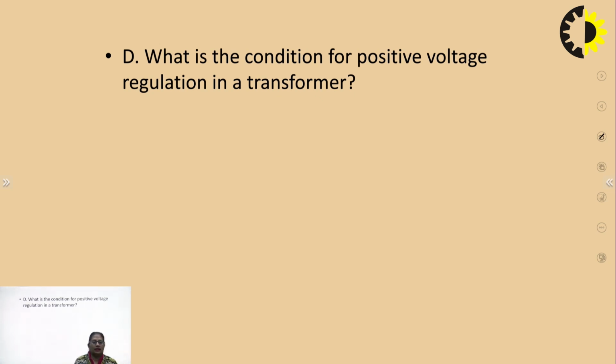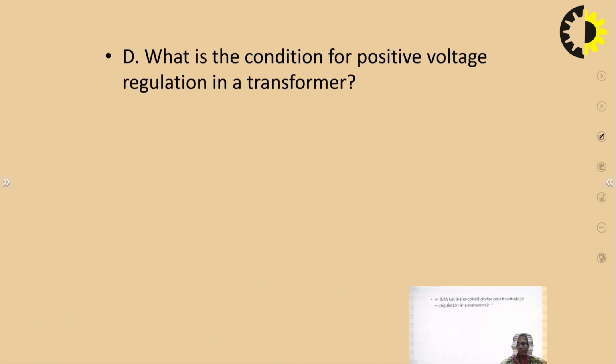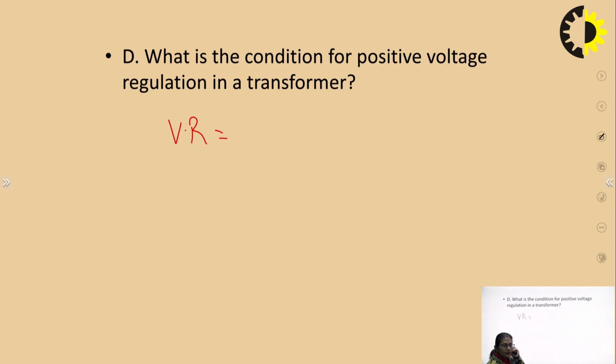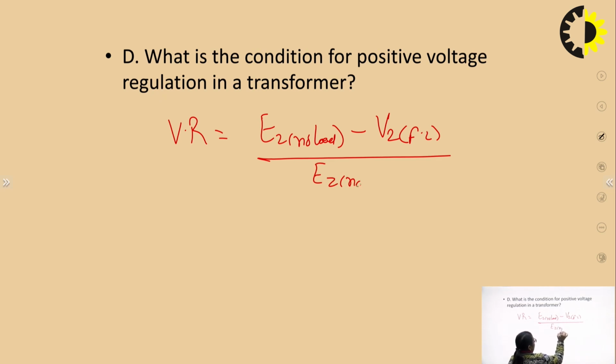Now, the next question being asked for the 2 marks in section A is, what is the condition for positive voltage regulation in a transformer? Okay, what is voltage regulation? In a transformer, the voltage regulation is given by the difference between the no load and the full load terminal voltage, that is E2 at no load minus the full load terminal voltage, expressed as a fraction of no load. And if I multiply it with 100, it will give me the percentage voltage regulation, right?